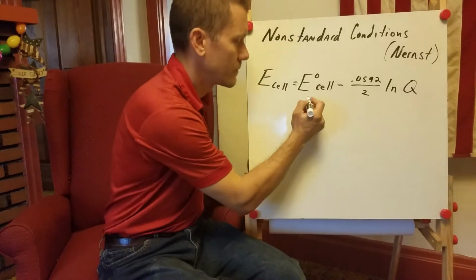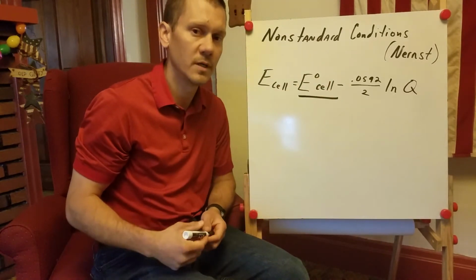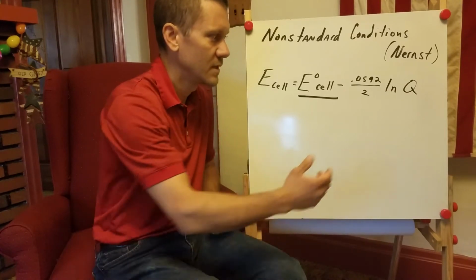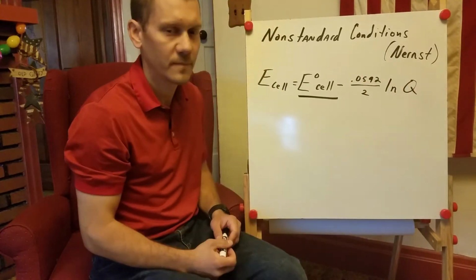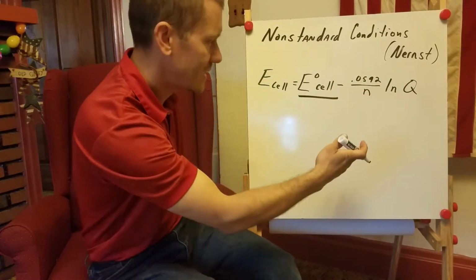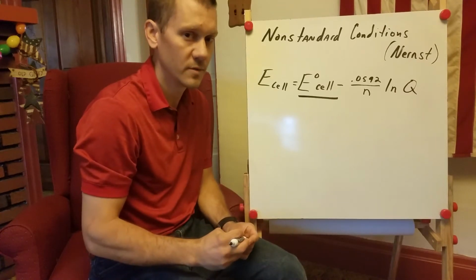That's the zero superscript there that refers to standard conditions. If we don't have standard conditions, then we have this correction factor, okay? And I just want to explain that a little bit to find cell potential in non-standard conditions.